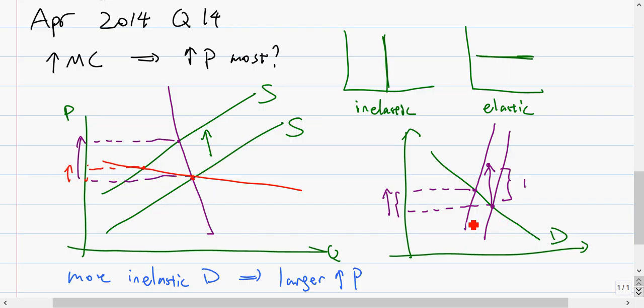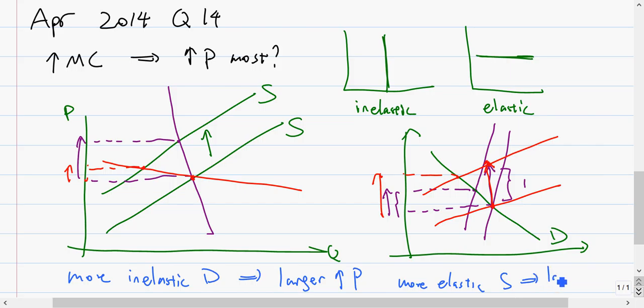And if it's relatively flatter, let's draw the same thing again. We start with the same point, and we increase until the same point. So this is, again, a 1 unit increase until this point. And if we draw a parallel shift, then we end up here. Comparing these price changes, it seems the flatter supply curve is better. So the conclusion is that the more elastic supply leads to a larger change in price.